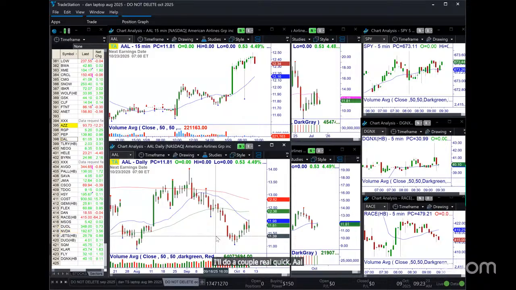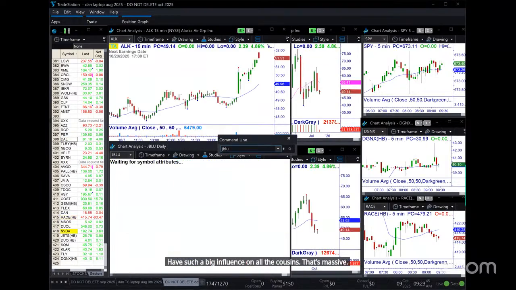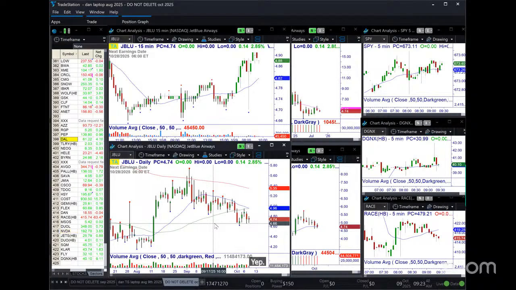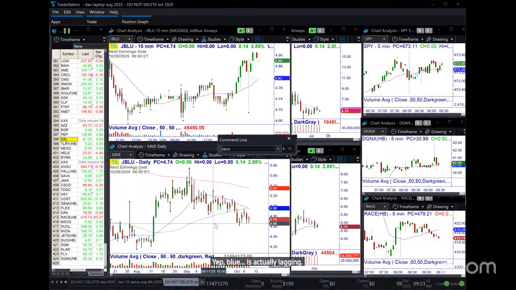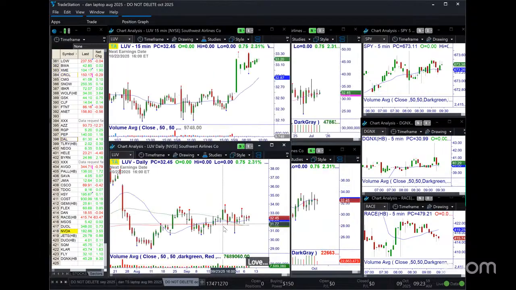AAL too sloppy. UAL 103. Man, that's a big gap. Wow, I can't remember the last time I saw one company have such a big influence on all the peers. That's massive. JetBlue is actually lagging. That's doing nothing. I'll say it doesn't exist anymore. There you go. That's a better one. That could be 30-minute high.